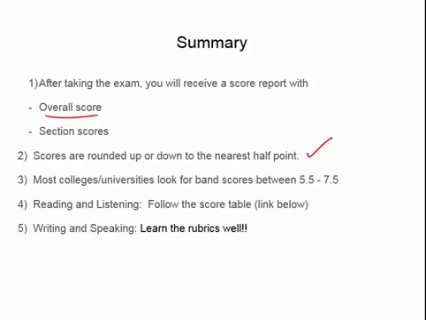Reading and listening follow score tables, and we have links below where you can see those scoring tables. 30 out of 40 will be a band score 6 on general training, for example. And writing and speaking, you just need to learn the rubrics well. So you need to know what you need to be able to do for the band score you're trying to achieve. If you're trying to achieve a 7 band score in speaking or writing, go look at what is required for those and try to achieve those tasks. We'll talk about those a lot in our lessons coming up for each section of the exam.